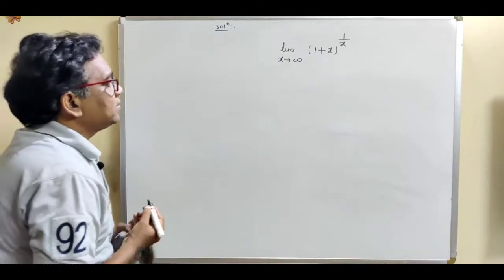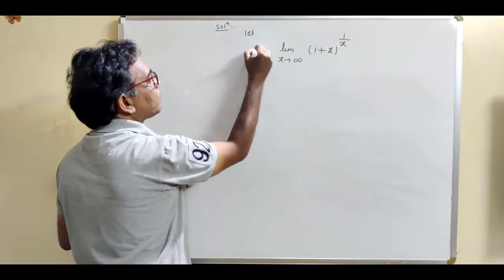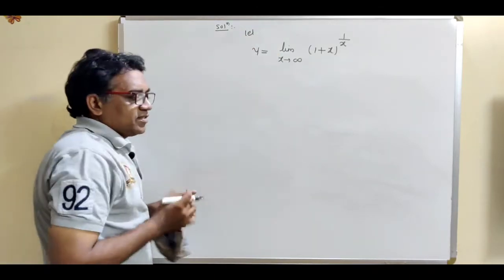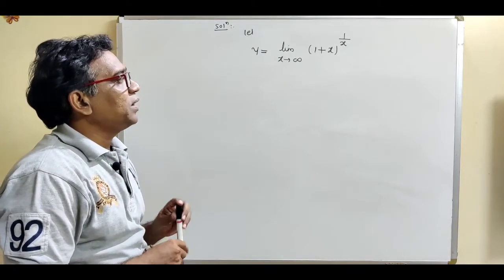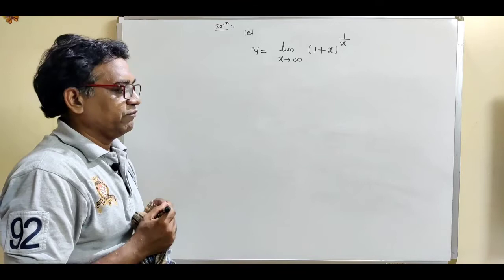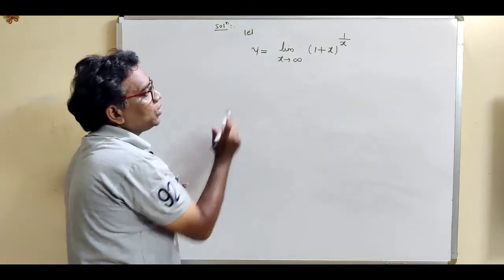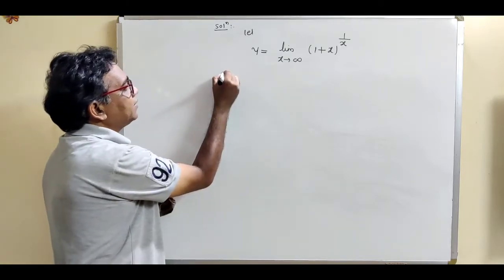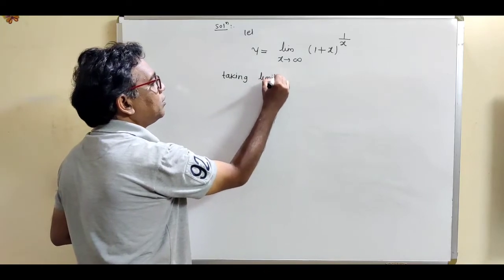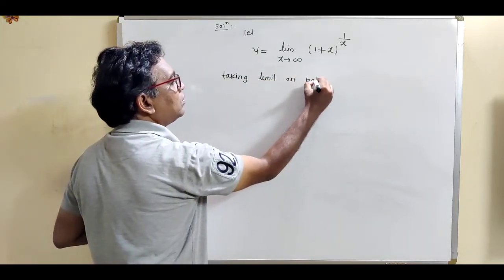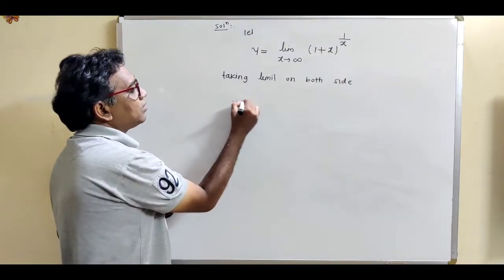So see what the method is. Just now we have seen the method. Let y be equal to the limit as x tends to infinity of (1 plus x) raised to 1 upon x. So first of all, denote this limit by y. Now what is the next step? Taking the log on both sides.